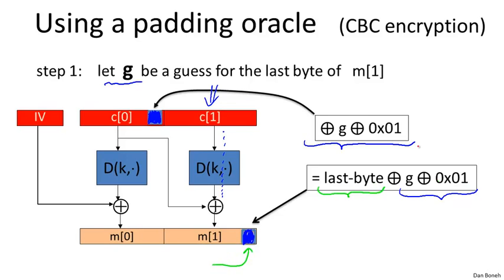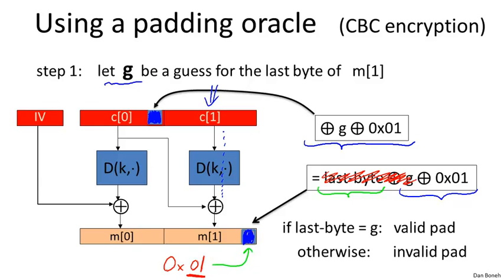Now you see where I'm going with this. If the guess G for the last byte of M1 is correct, then these two cancel one another. Last byte XOR G is just 0, and what we get as the last byte of the plaintext is just 0x01. I should mention that 0x01 is hex notation for 01, a one-byte representation of the number 1. So if our guess for the last byte of M1 is correct, we get a pad that's well-formed. It's just the number 1.